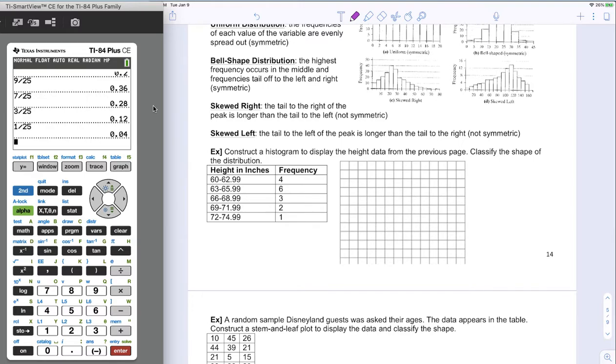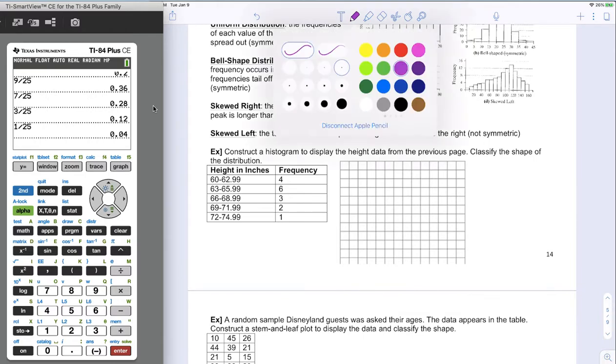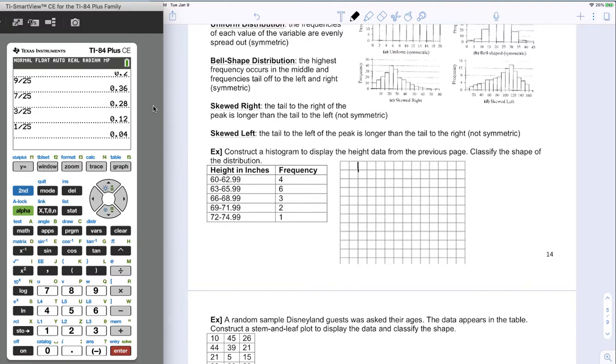So for this next example, we're being asked to construct a histogram to display the height data from the previous page and classify the shape of the distribution. So the frequency distribution has been restated. I'm going to go ahead and draw in the axes. We'll do some labels here. So I have height in inches, and I have frequency.